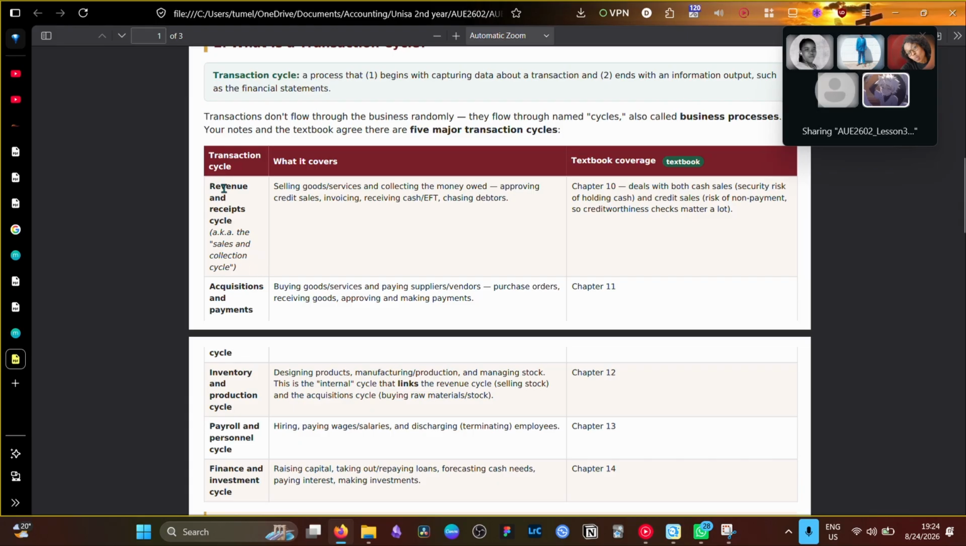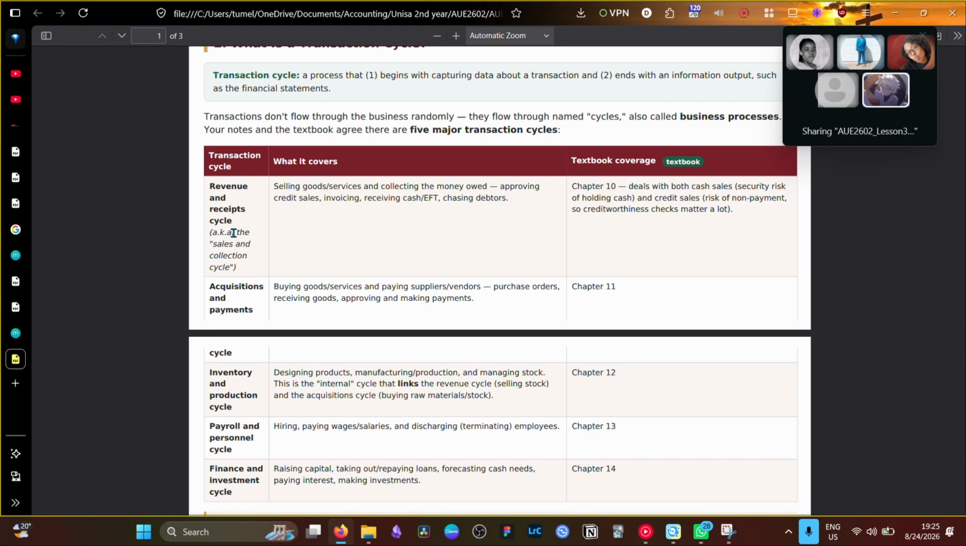So we have the revenue and receipts cycle. This is sometimes called the sales and collection cycle. So when you hear sales and collection cycle, you know that's the revenue and receipt cycle, and it makes sense, as we're going to look at it. It's about the sales that you make and how you collect. So it's almost like it tells the process of it, right? Revenue means sales, and then the collection cycle. So it's that process.